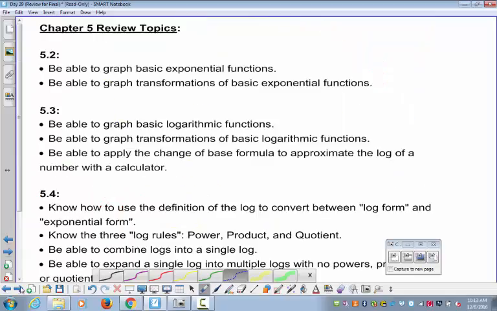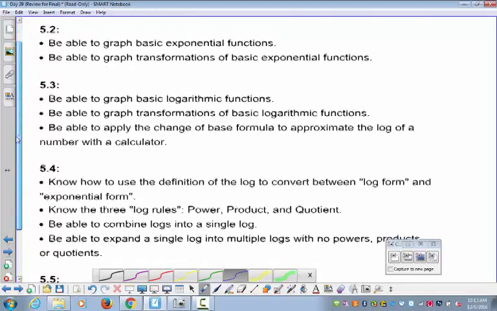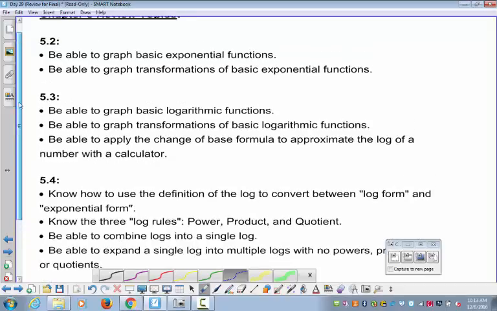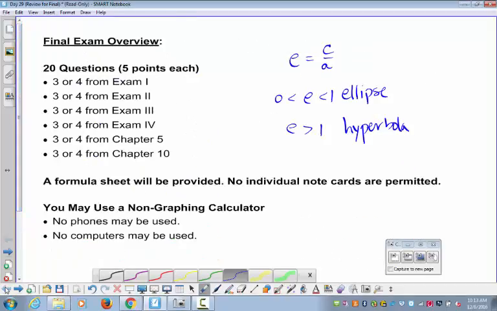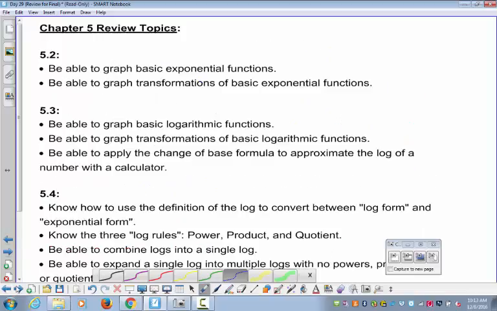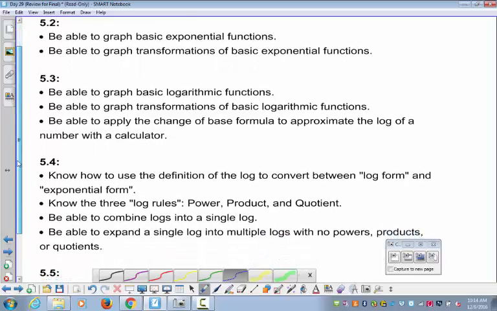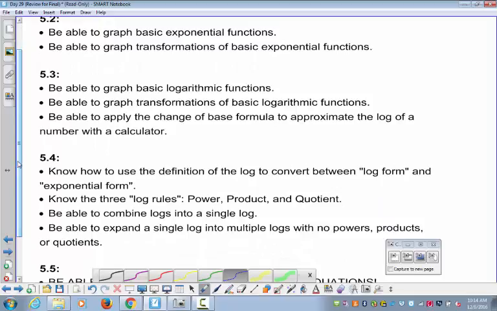All right. So other review topics. So these are from the new material. Let me go back 2 slides just again. So 3 or 4 from chapter 5 and 3 or 4 from chapter 10. So exponentials and logs from chapter 5, and then the conics and the systems from chapter 10. When we're looking at chapter 5, the basic graphs and transformations.